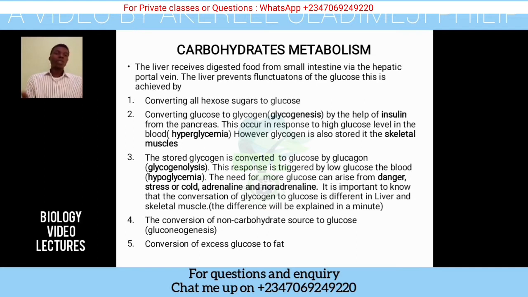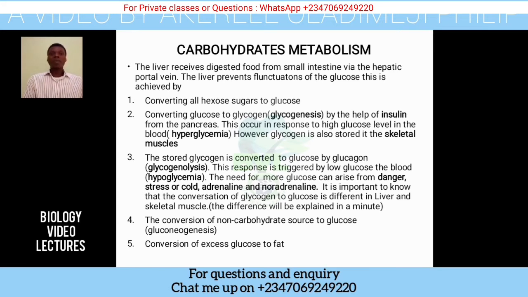Of course, these two hormones are secreted majorly in emergency, so they will help to convert glycogen back to glucose. Now, it is important to know that the conversion of glycogen to glucose is different in liver and skeletal muscle. The difference will be explained in a minute.